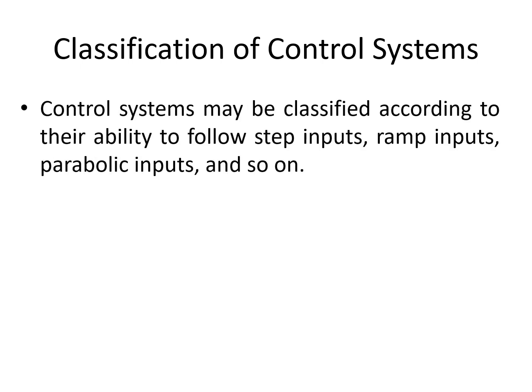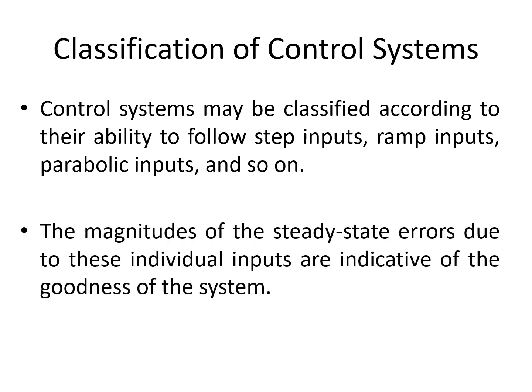Basically, any control system may be classified according to its ability to follow step inputs, ramp inputs, parabolic inputs, and other types of inputs which we may give to a system. And also the magnitude of the steady state error due to these individual inputs is indicative of the goodness, or performance, of the system.